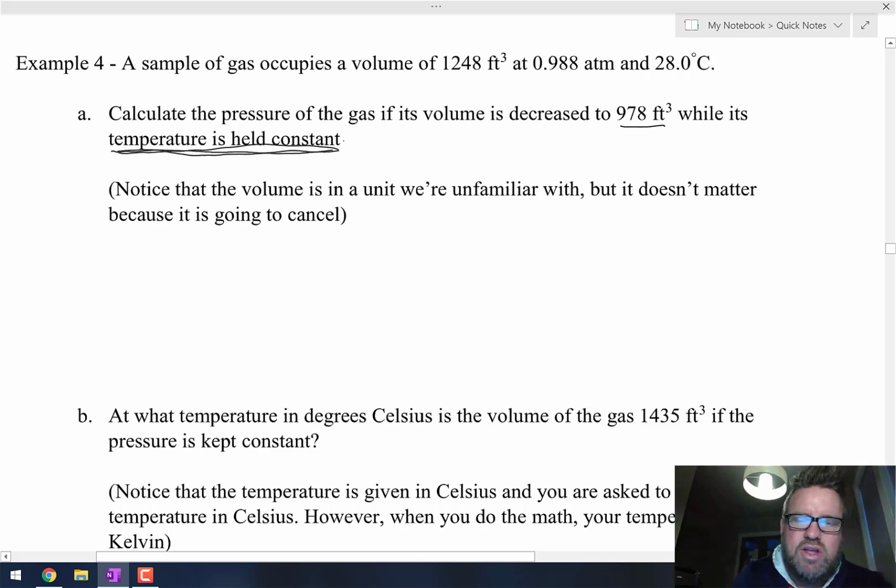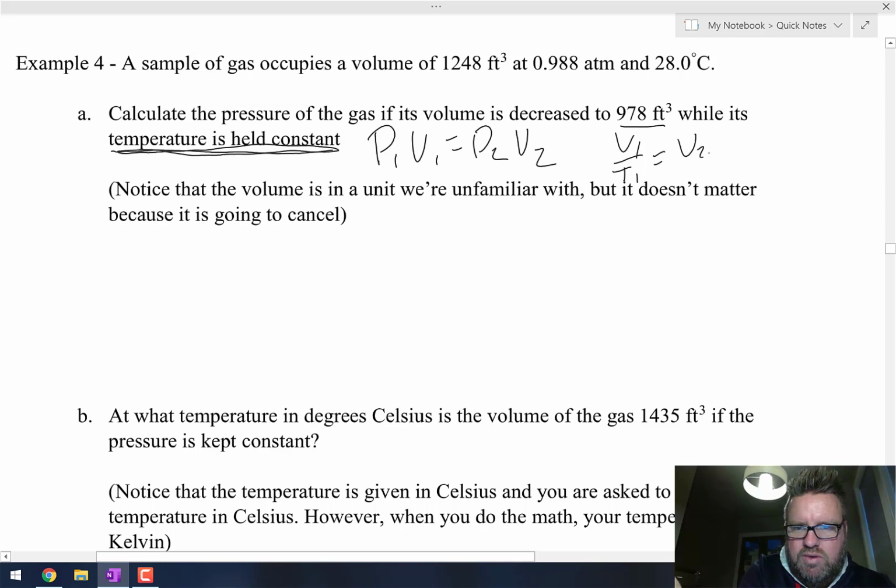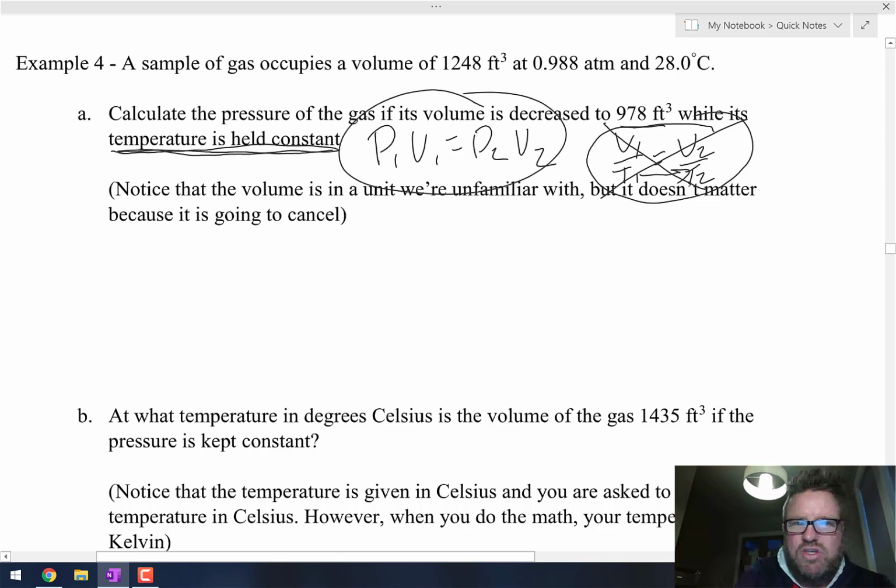Temperature is held constant. We've learned two different equations. P1V1 equals P2V2 and V1 over T1 equals V2 over T2. If the temperature is held constant, can we use this equation? We can't, because the temperature is constant. It's the same on both sides. So that's a good indicator. Oh, it's not a Charles' law question. This one must be a Boyle's law question.